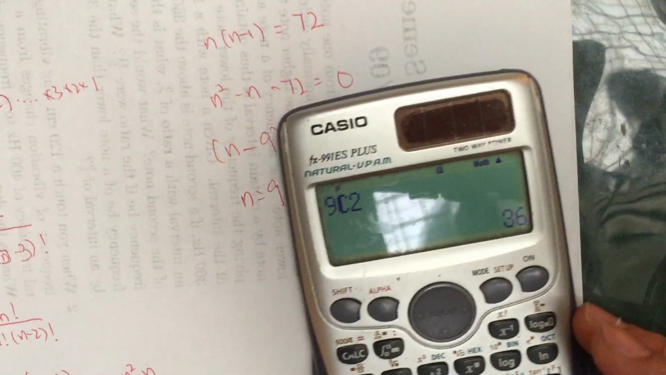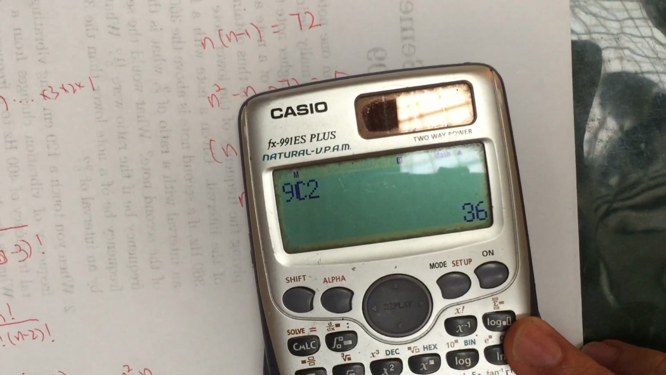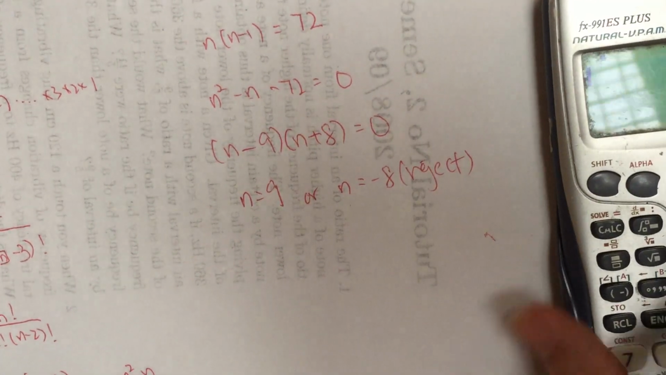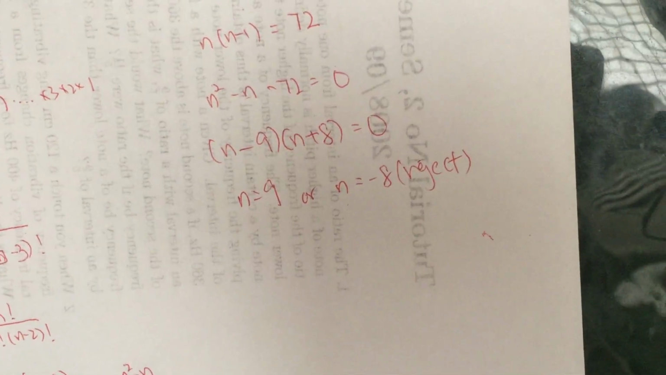Okay, let's look at my calculator. N is 9. Okay, please take some time to copy this down. If you need to pause the video, please do so.